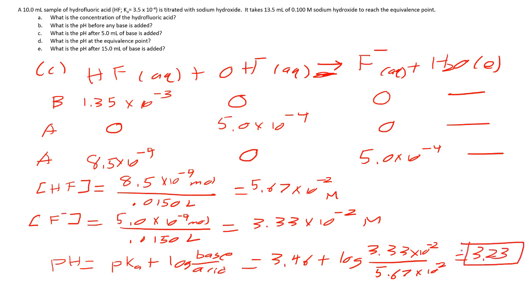So that'll get us through what we've done when we've added 5 milliliters of base. We haven't reached the equivalence point yet, which is at 13.5 milliliters, so we're still going to be fairly acidic. And now, though, we want to see what's going to happen at the actual equivalence point. So let's look at that next.